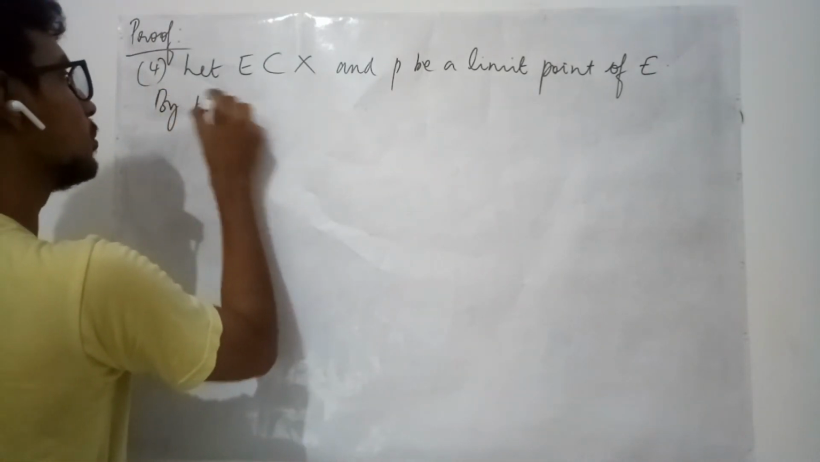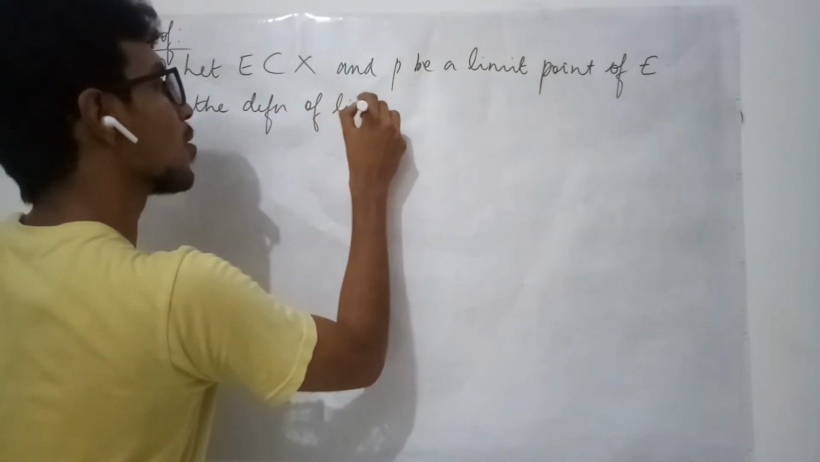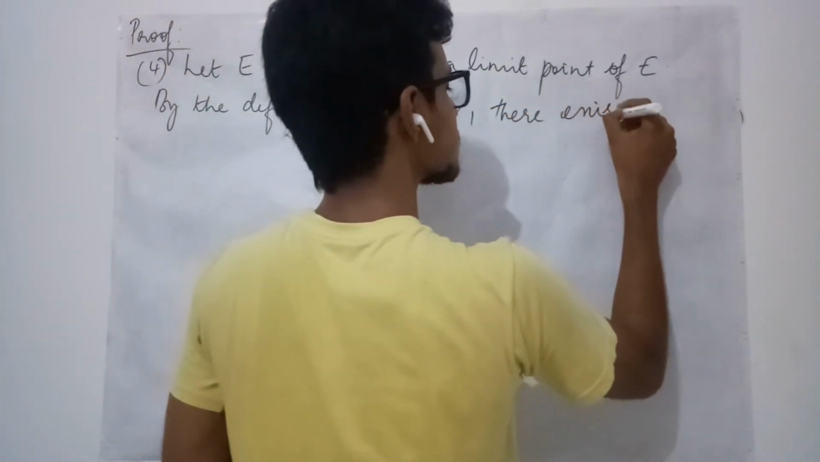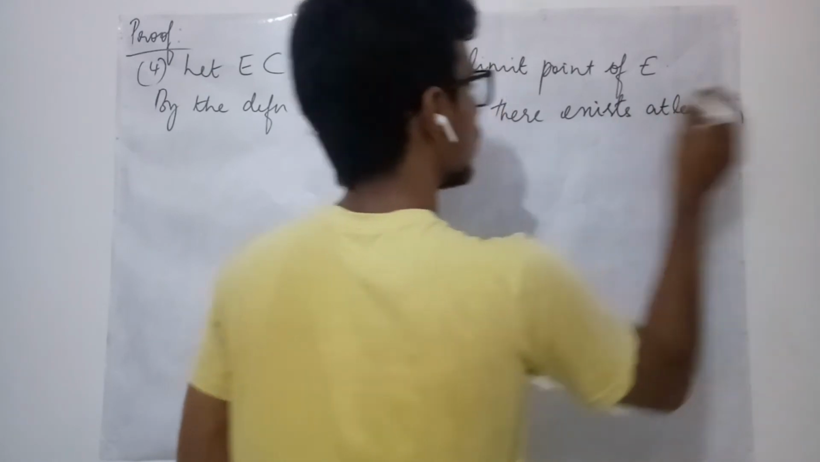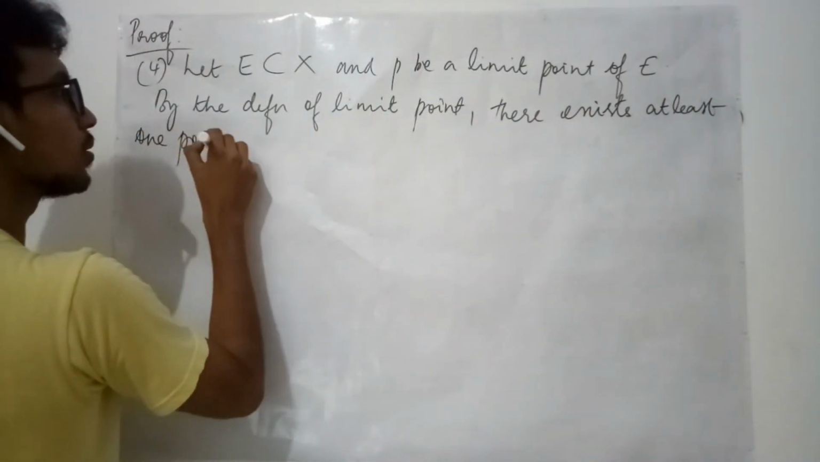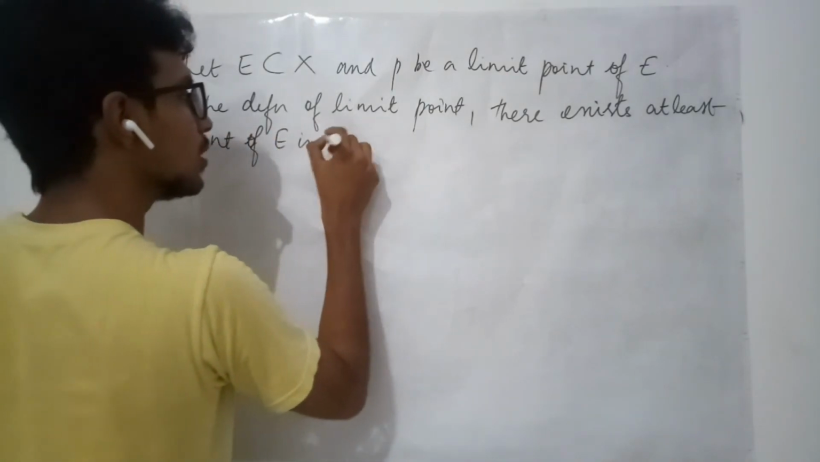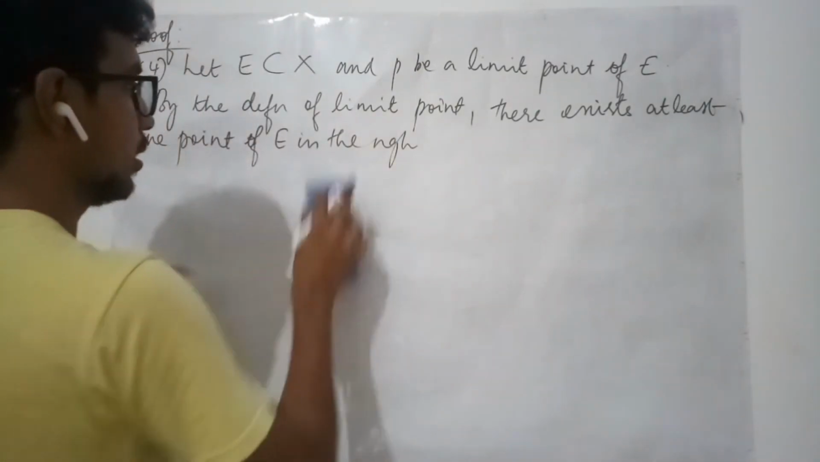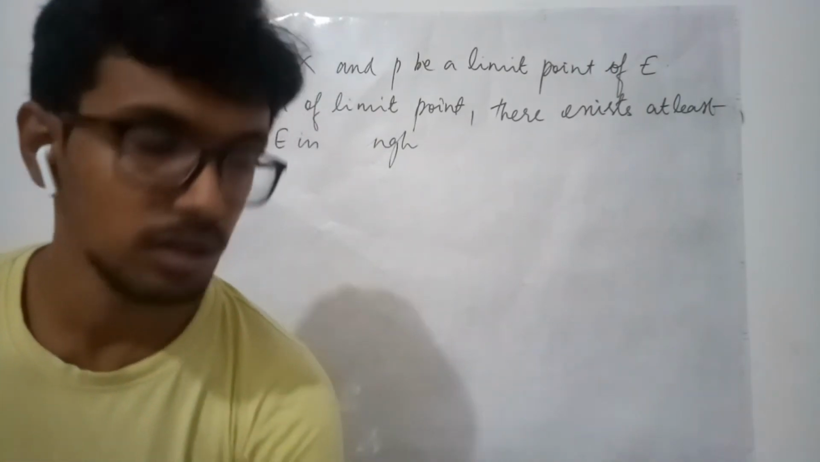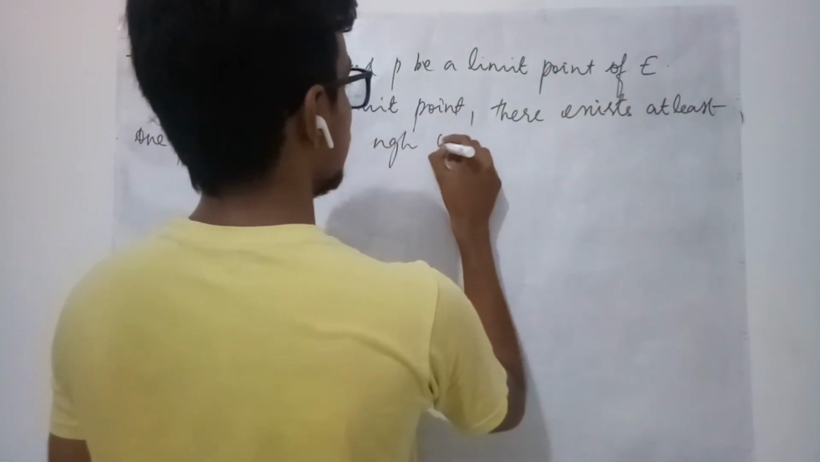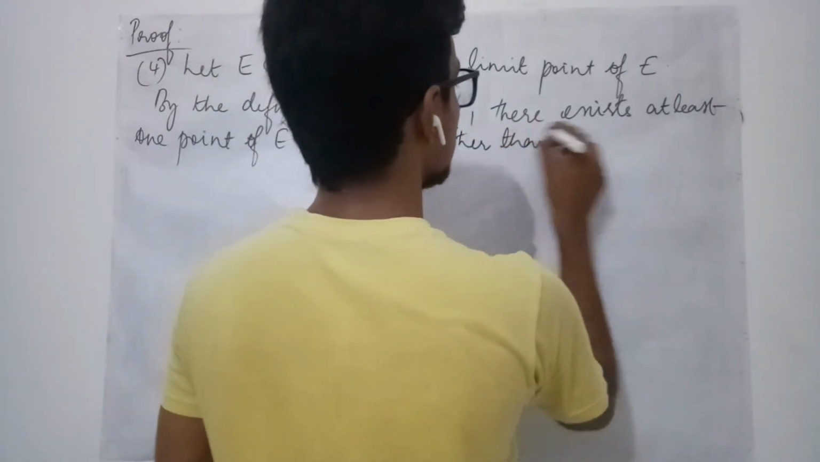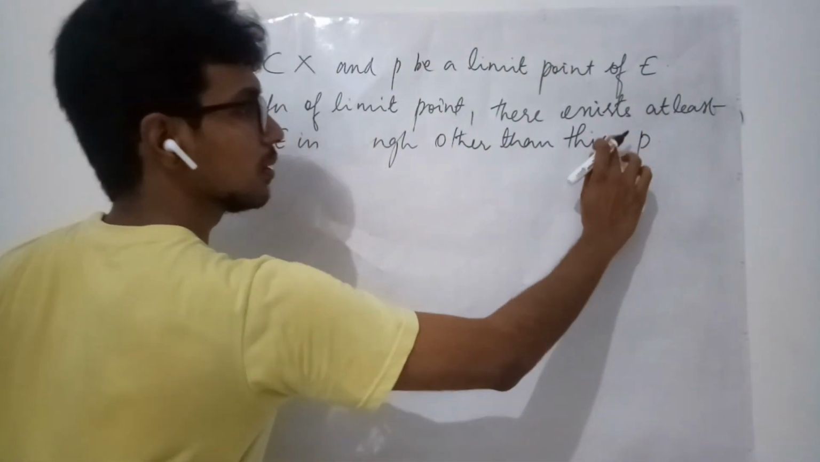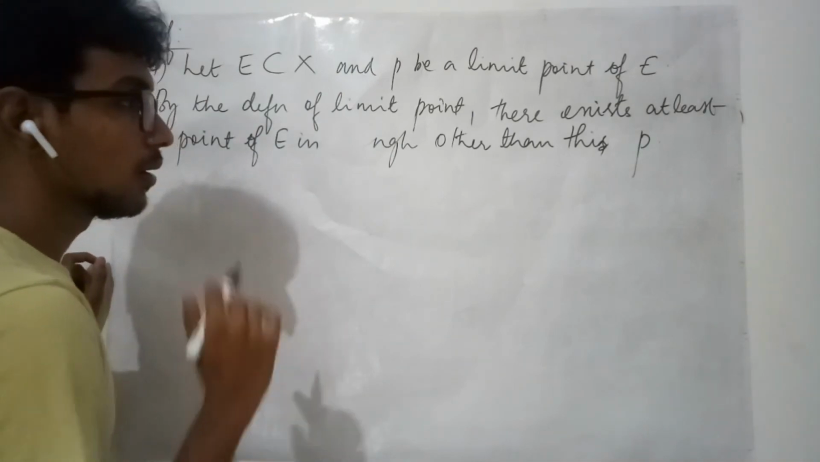Now, by the definition of limit point, what do we have? There exists at least one point of E in the neighborhood, whatever may be the neighborhood that we take. Let us simply write in neighborhood other than this point. Okay, this is what we have from the definition of a limit point, right?